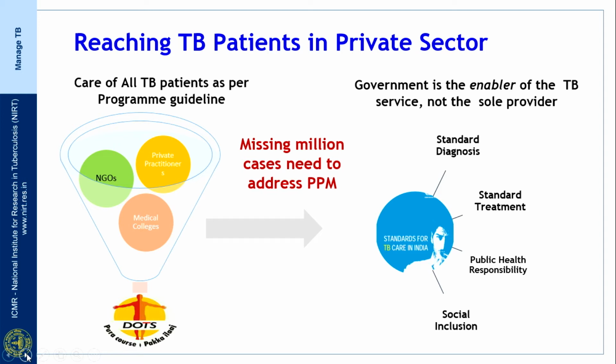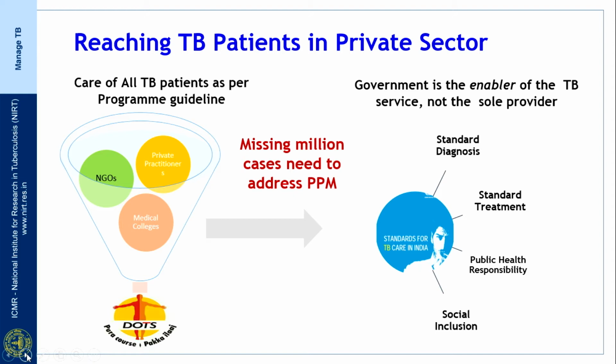The STCI guideline deals with the standards for TB care, which will be unique in the entire country. That is the standard for diagnosis, standard for treatment, then public health responsibility and social inclusion. These are the guidelines issued in STCI, so that all the private practitioners will follow the standard regimen, standard diagnosis, and all the services. For that we have a bunch of private providers in terms of NGOs, private practitioners, and medical colleges.